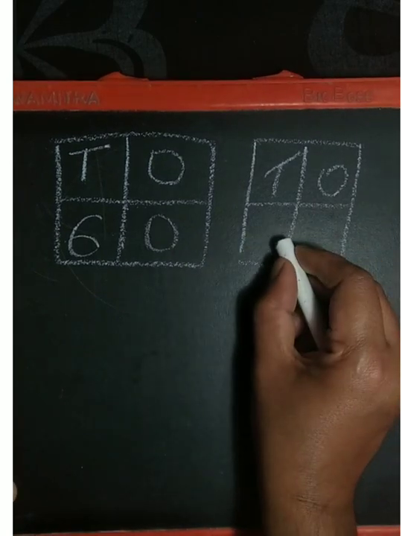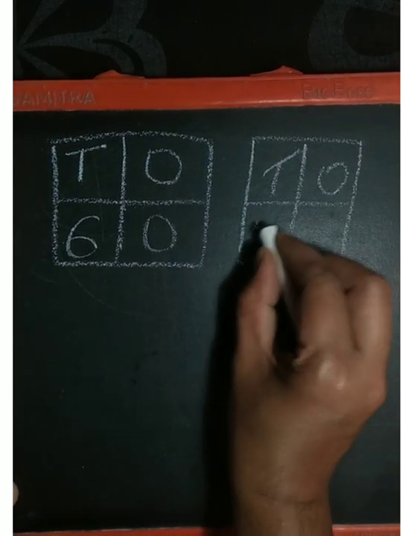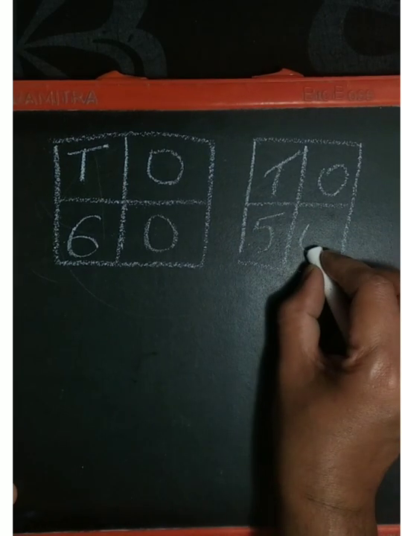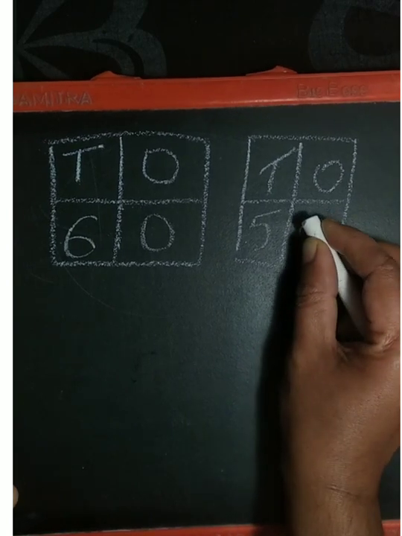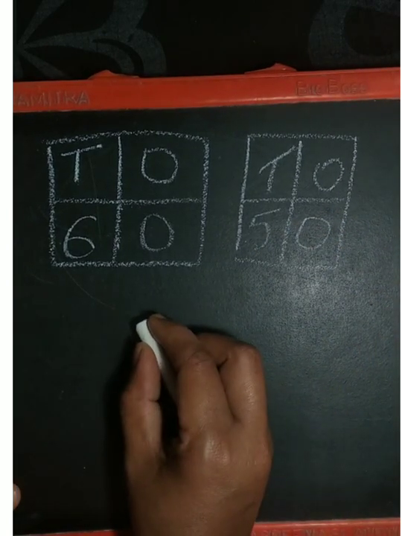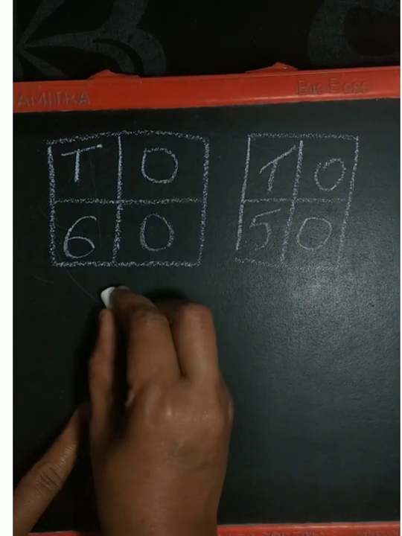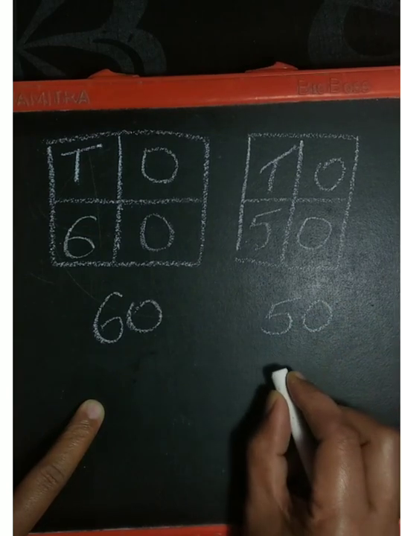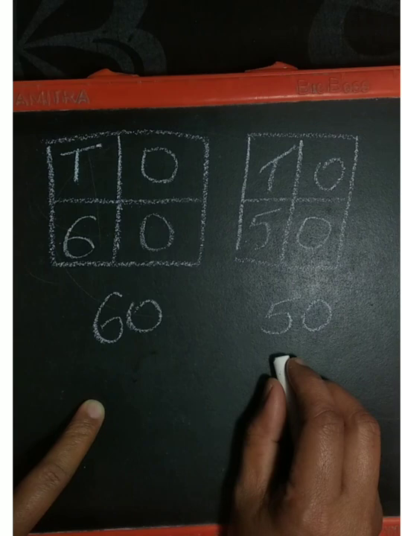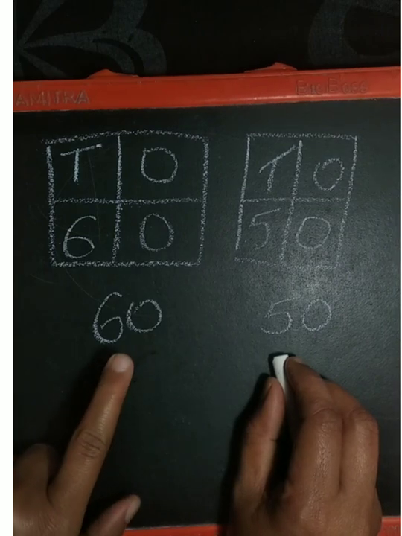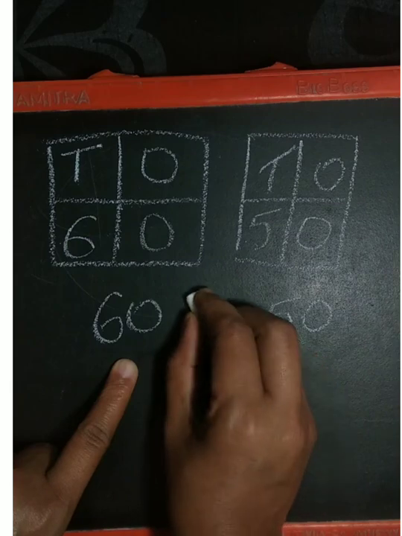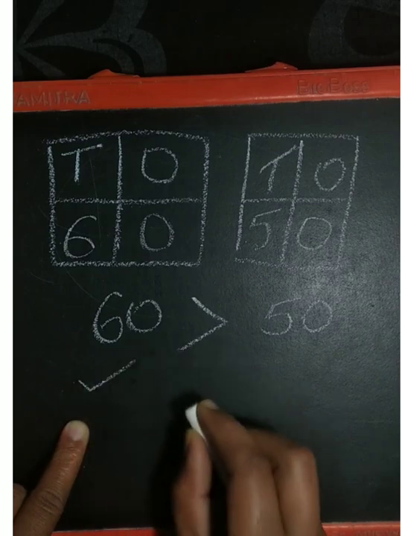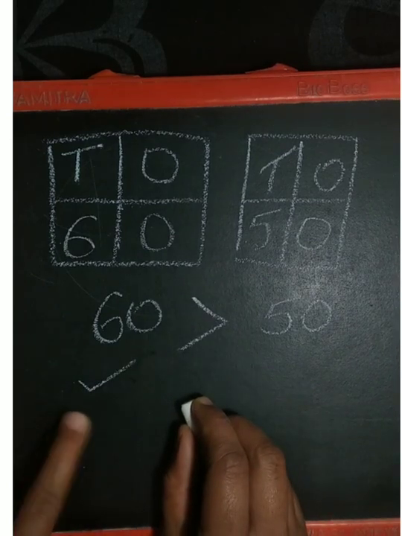And the second number has 5 tens. Since she doesn't mention ones here as well, we consider it to be 0. Now the teacher asks which number is greater. The first number is 60. The second number is 50. So it is the first number. Number 60 is bigger or greater than number 50. So this is the first number which is greater than the second number.